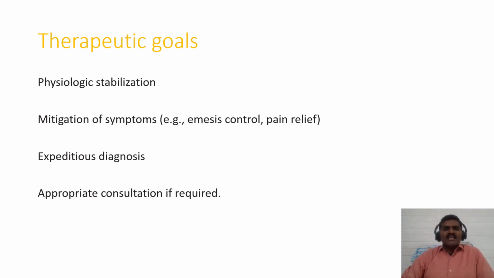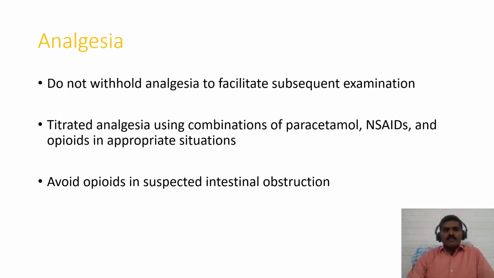Do not withhold analgesia to facilitate subsequent examination by a specialist like a surgical specialist or a gastroenterologist. Analgesia should be titrated using a combination of simple paracetamol, NSAIDs, and opioids in appropriate situations. If you are suspecting pain arising from a hollow viscus, it is better to avoid opioids because they can aggravate muscle spasms.